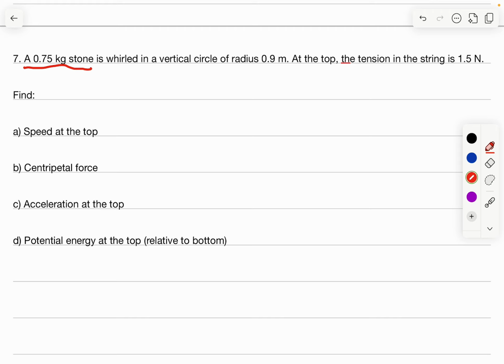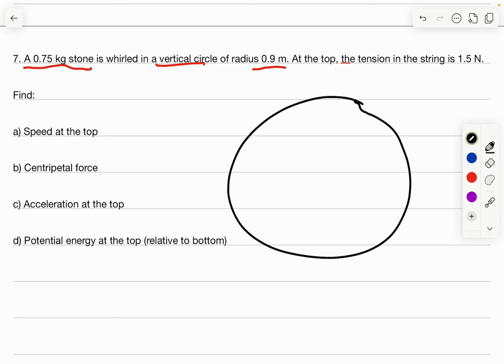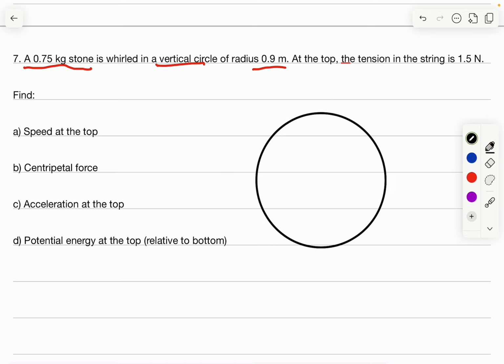So they say a 0.5 kilogram stone is whirled in a vertical circle of a radius of 0.9 meters. Key point: a vertical circle. You draw your vertical circle there. The vertical circle has a radius of 0.9 meters. At the top, the tension of the string is 1.5.